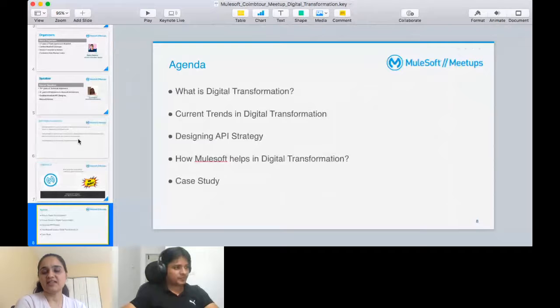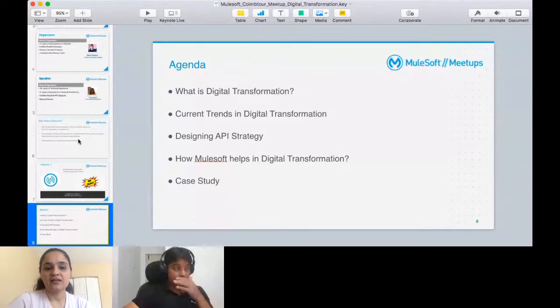So the agenda for this meetup is what digital transformation is, the current trends, how to design an API strategy, and how MuleSoft can help us in digital transformation, in achieving organizational outcomes and a lot of benefits. How it became a one-stop solution for achieving the goal of digital transformation, and various case studies we will see.